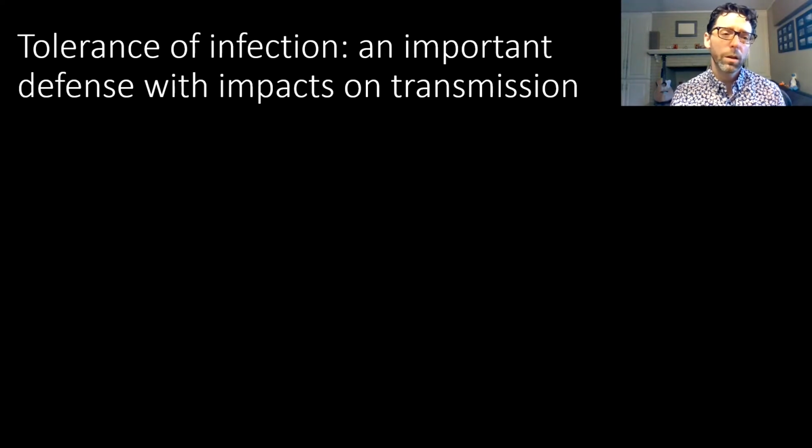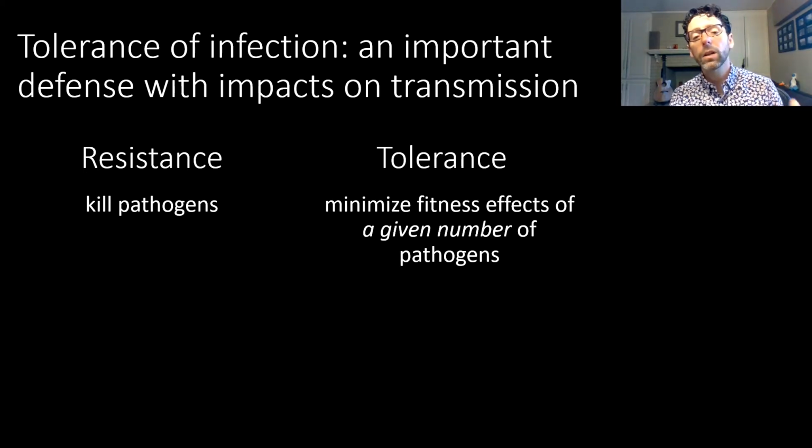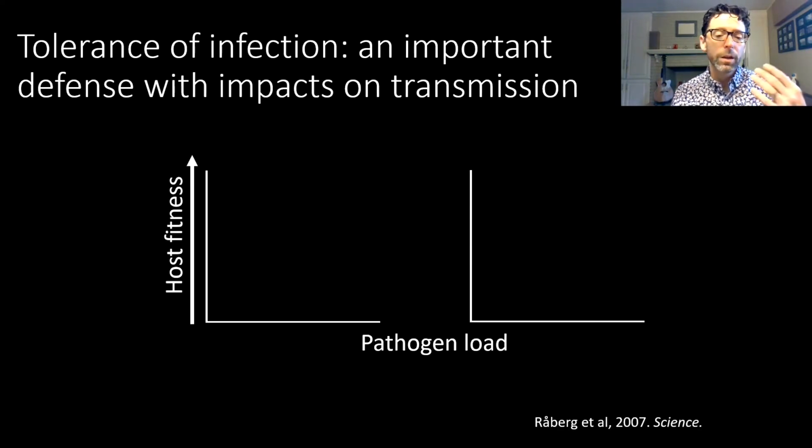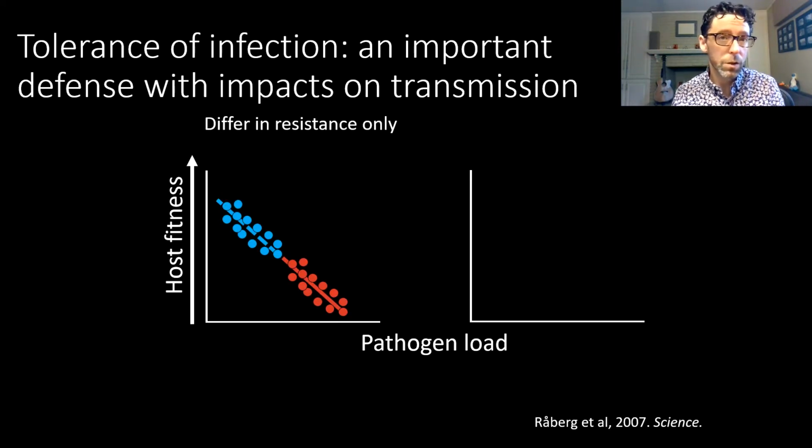And first, I want to contrast tolerance of infection in general against resistance. So resistance being just killing pathogens, clearing pathogens. Tolerance being minimizing the fitness effects of a given number of pathogens. And so what that would look like graphically, and these are going to come up, you'd have a proxy for host fitness on the y-axis here, pathogen load on the x. If you had two groups that differed in resistance only, you'd see a pattern like this, where this blue group is much better at killing off the pathogens before they reach a high load, but still has the same slope, the same decrement in fitness per unit pathogen.